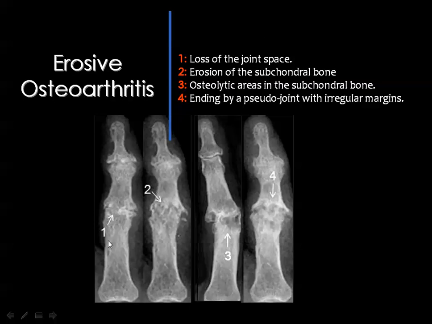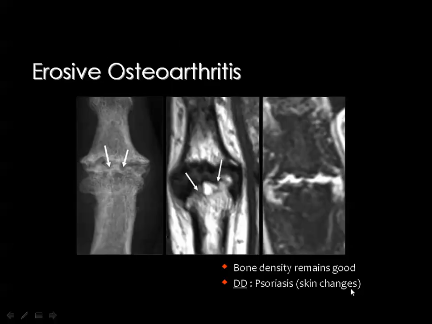First, you see loss of the joint space. There is almost total obliteration of the joint. Then erosion of the subchondral bone. You see these erosions and osteolytic areas in the subchondral bone, ending by pseudojoint. There is a false articulation between the phalanx and the phalanges, and there is extensive irregularity of the articular surface.